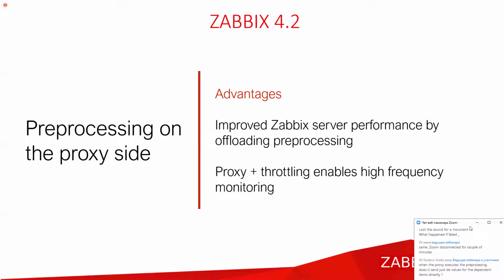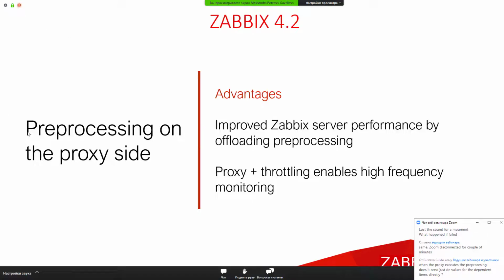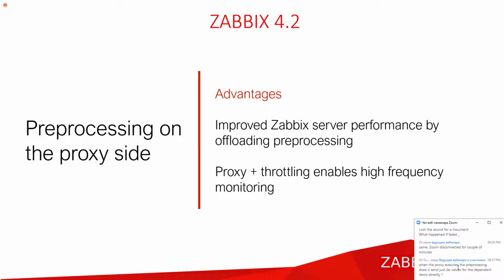Then we have preprocessing on the proxy side, and the advantages: it improves Zabbix server performance, since you are offloading preprocessing to the proxies. And if you use proxy and throttling, you are able to execute high frequency monitoring, saving a lot of resources, since you are providing all the calculation and collection of the metrics to the proxies themselves, and Zabbix only needs to analyze the data and store whatever is received in the database. It doesn't need to collect the values themselves or make any preprocessing steps.